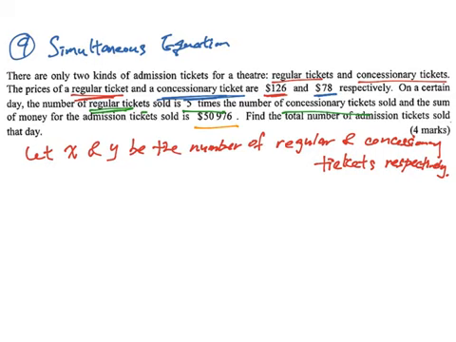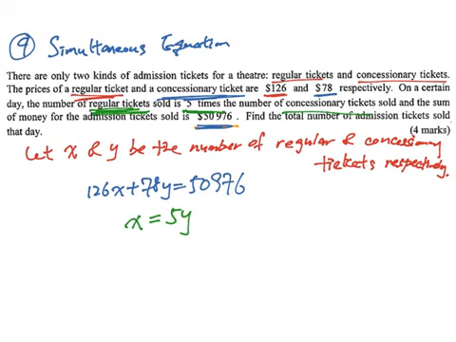For the first one, 126x plus 78y is equal to the total, 50976. And for the next one, regular ticket is 5 times. That means x is equal to 5y. So it is the simultaneous equation.